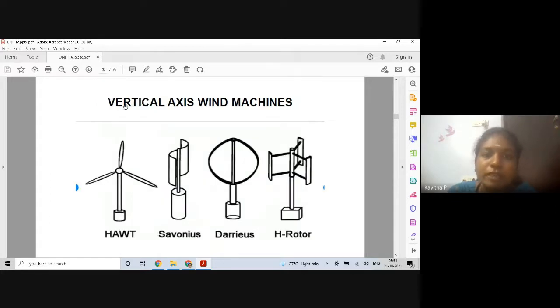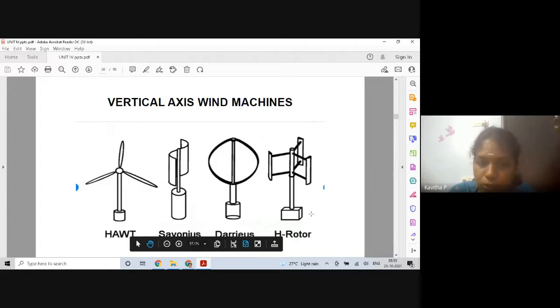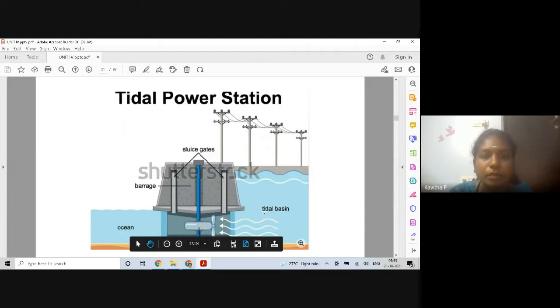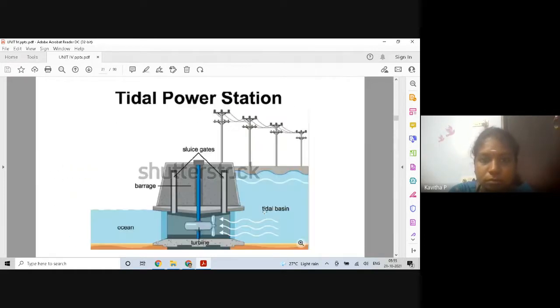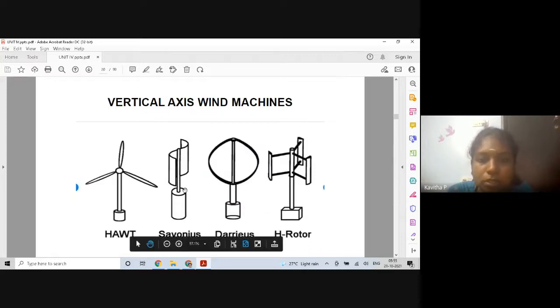Second one is called the vertical axis wind machine, where we have three different types. First one is the Savonius type, second one is the Darrieus type, and third one is the H rotor type. So we already saw the Savonius and Darrieus types. And even in the case of the H rotor type, why is it called an H rotor type? It is because of the shape. It looks like the letter H, and that is why it is called an H type rotor.